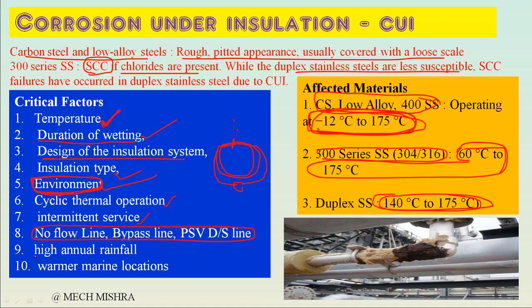So if it is a high annual rainfall area, they are prone. Warmer marine locations are also prone. So these are the critical factors which need to be considered while reviewing our plant CUI equipment and piping lists.